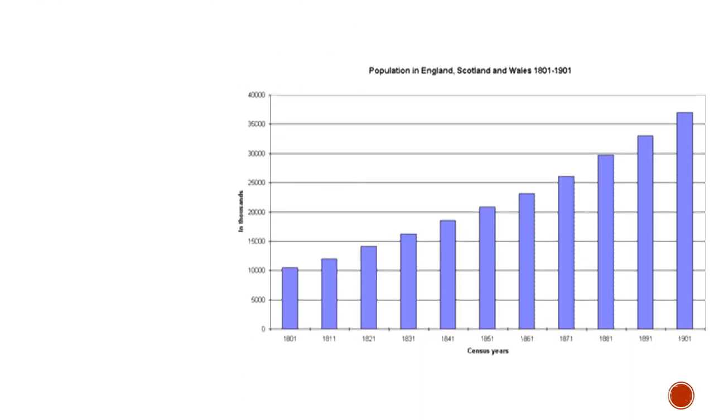So looking at our handy dandy chart, we have this steady population increase in England, Scotland, and Wales from 1801 to 1901. And so by the end of the century, we have 3 times the number of people living in Great Britain as there was a century earlier. So this is massive.